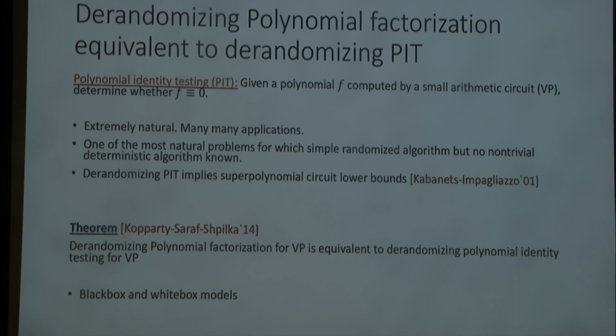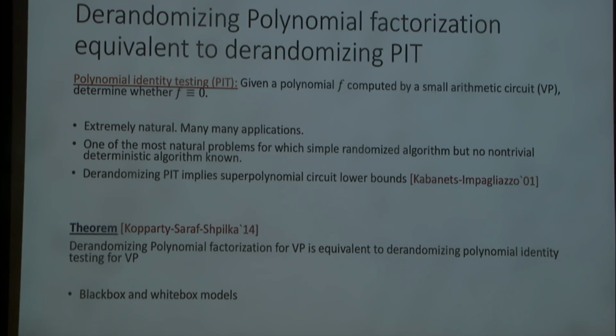Right. Good. So derandomizing factoring is equivalent to derandomizing PIT. This holds for polynomials in VP, so small arithmetic circuits. You could ask, look, I don't know how to derandomize PIT in general, so I don't know how to derandomize factoring in general, but I do know how to derandomize PIT for special classes of polynomials. I do know how to derandomize PIT for sparse polynomials. Can I use it to derandomize factoring for sparse polynomials?